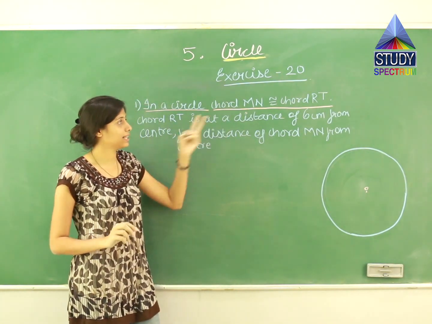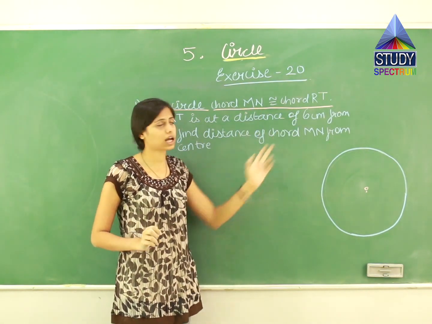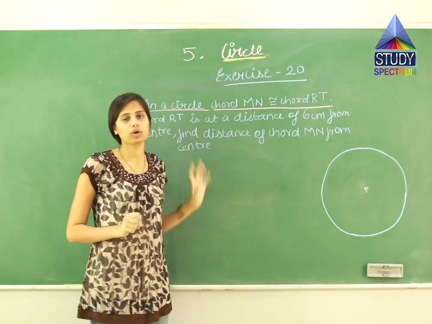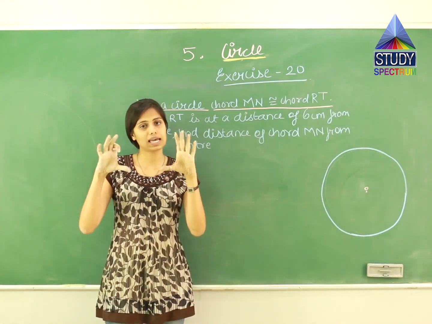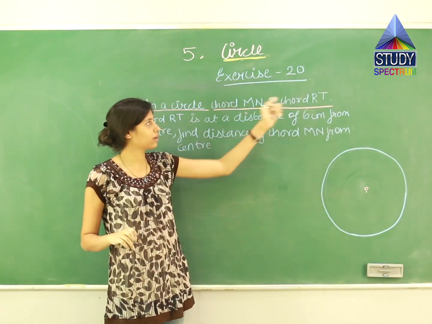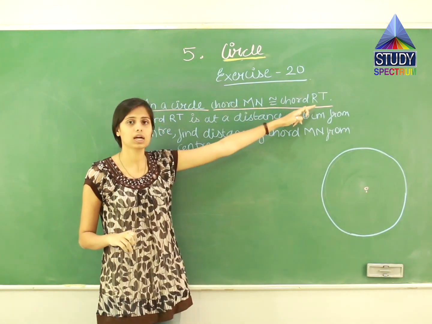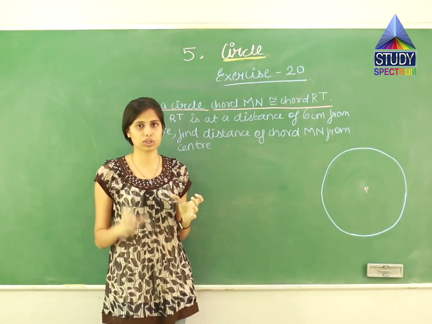So over here they are telling that there are two chords, one is named MN and the other is named RT, and both are congruent. Now tell me what is the meaning of congruent? Congruent means the same in length. Meaning if this is 4 centimeter then this is also 4 centimeter. This is 2 centimeter, this has to be 2 centimeter. Meaning whatever the length of one is, the other is also of the same length.